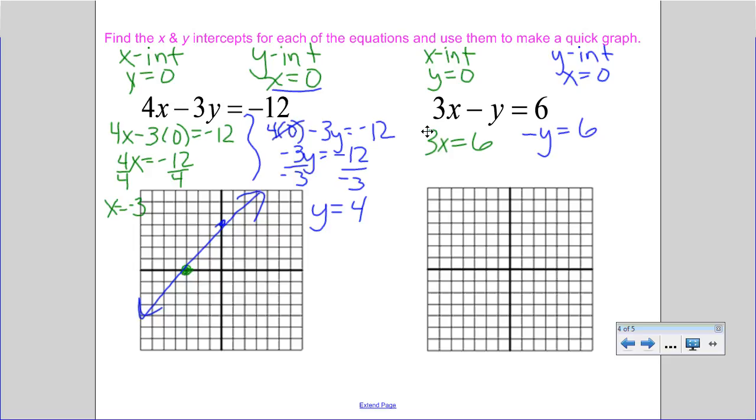All right. Now, you can't just drop it out and not finish it, ladies and gentlemen. You do have to divide by 3 and get x is equal to 2. And so we have an x-intercept of 2. Here, what do I do with this? Oh, you have to divide that by what? Negative 1. Good job.